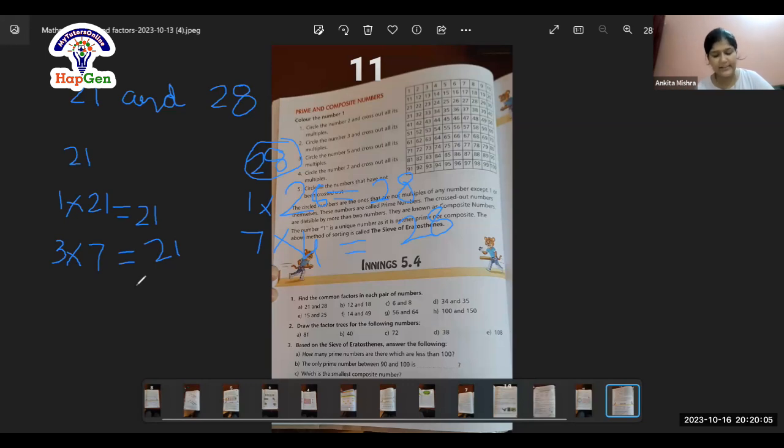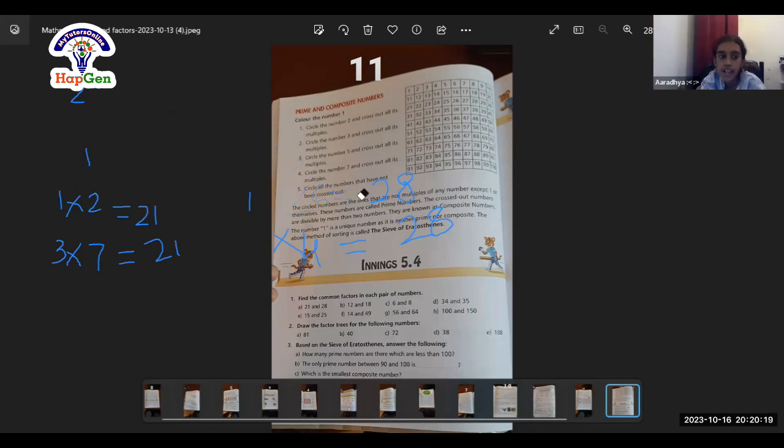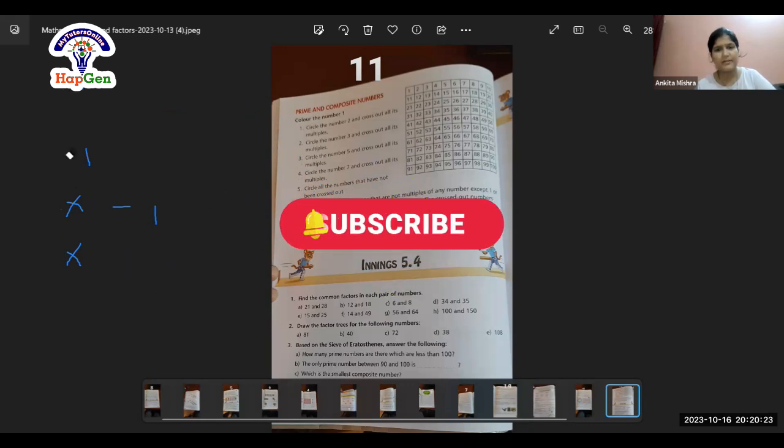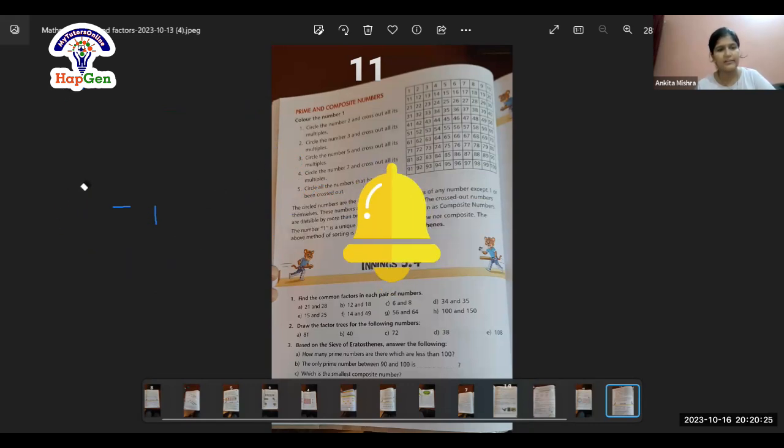Is this chapter being completed in your school? We're still doing it. This part, is it finished or yet to be done? Yet to be done. Okay, it means we are going far ahead of your school, right? Yes.